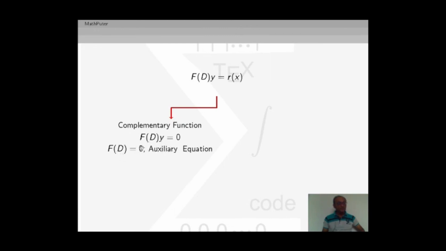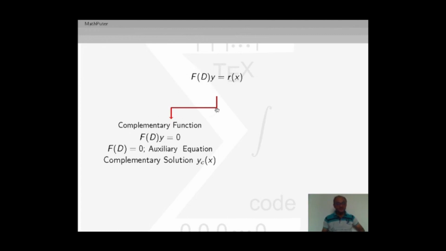F(D) equal to 0 is known as the auxiliary equation, which gives us the solution known as the complementary solution. In the next lecture we are going to discuss how to find the complementary solution of the differential equation F(D) into y equal to r(x).